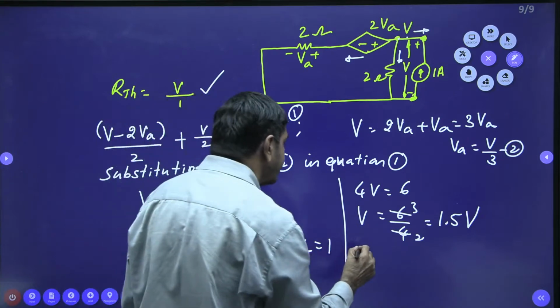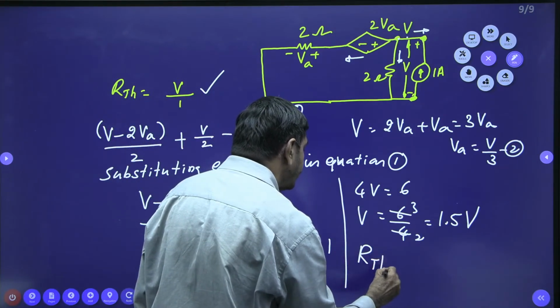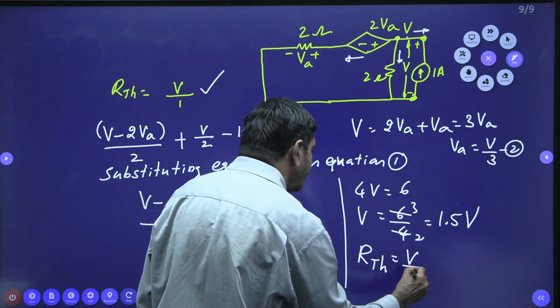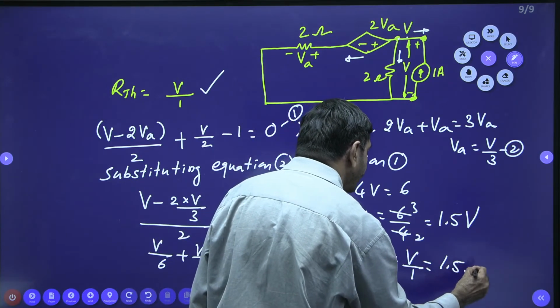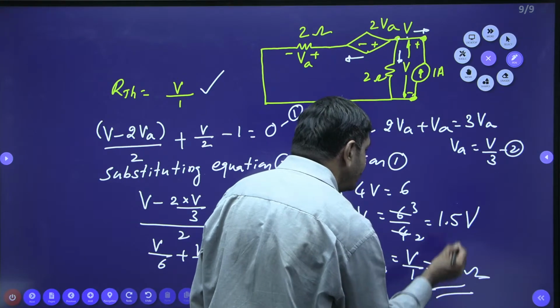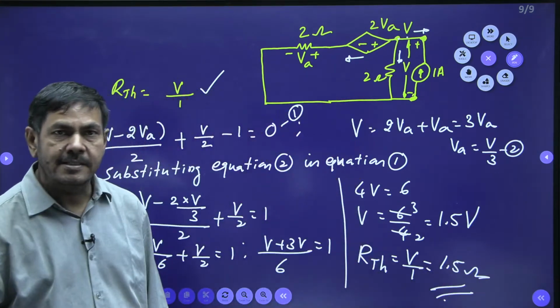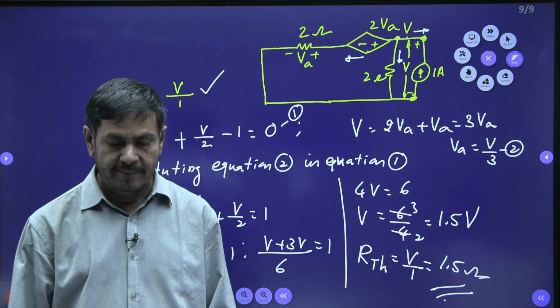RTH equals V by 1, and V is 1.5, so 1.5 by 1 gives 1.5 ohms. This is the final answer for this question.